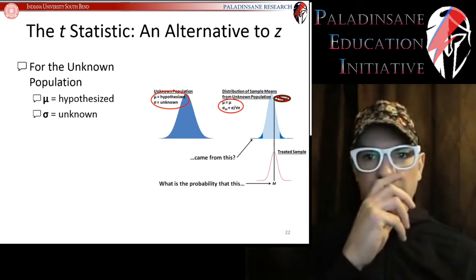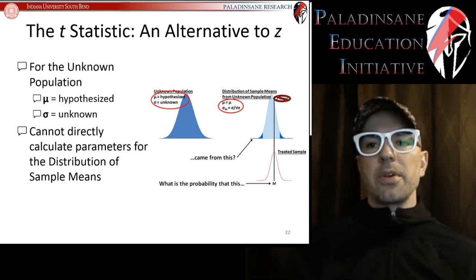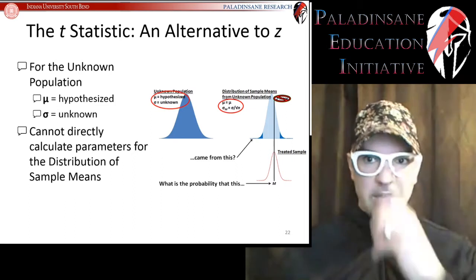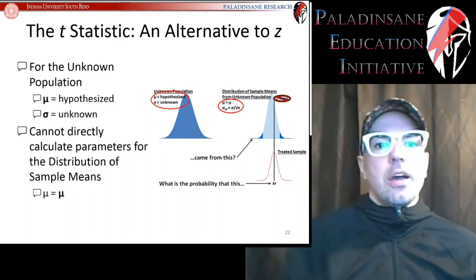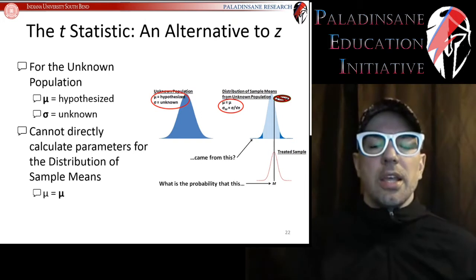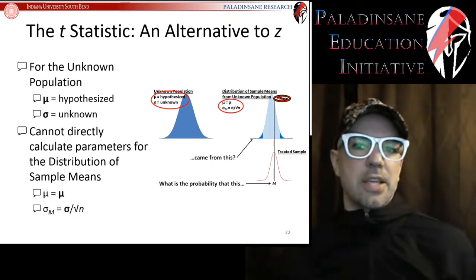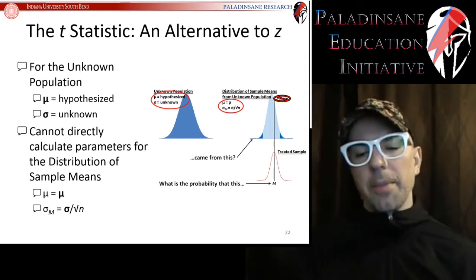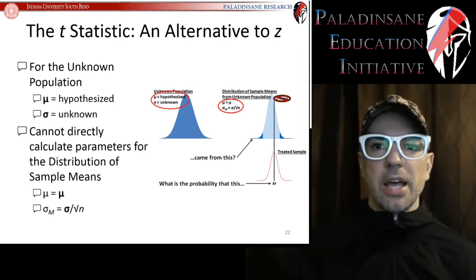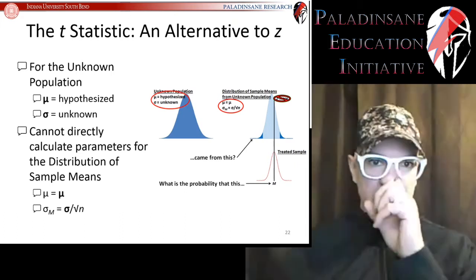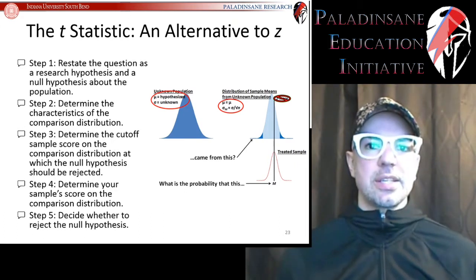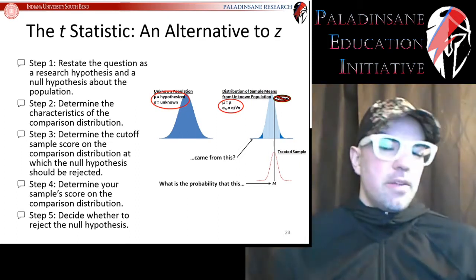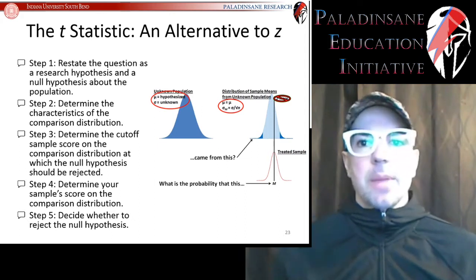So because of that, we can't directly calculate the parameters for the distribution of sample means. We can't use the formulas that we used in chapter 6, where the mean of your comparison distribution equals the mean of your population, and the standard deviation of your comparison distribution equals the standard deviation of your population divided by the square root of the size of your sample. So we're going to have to introduce this t-statistic, and very thankfully, it doesn't change the 5 steps very much.